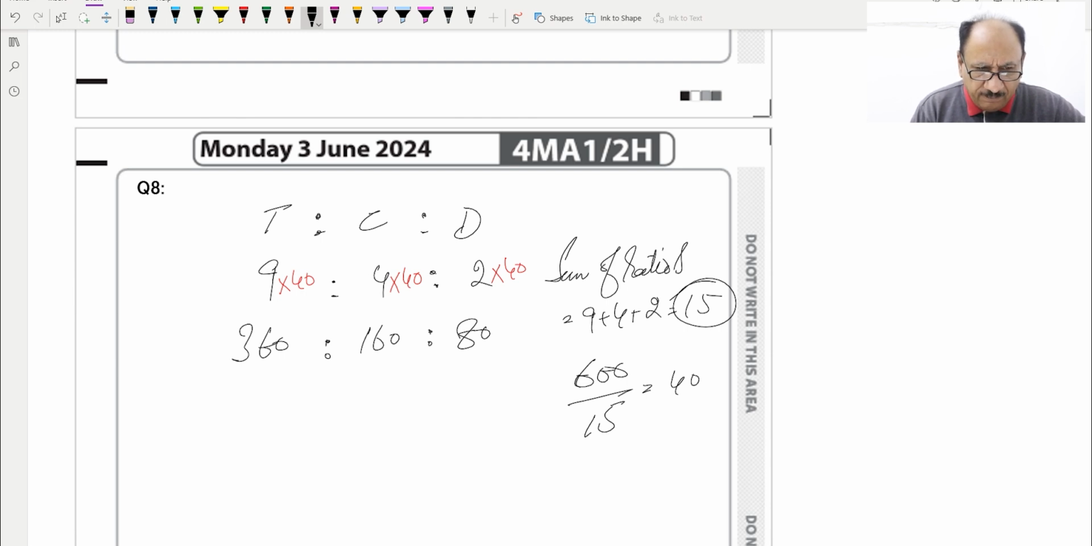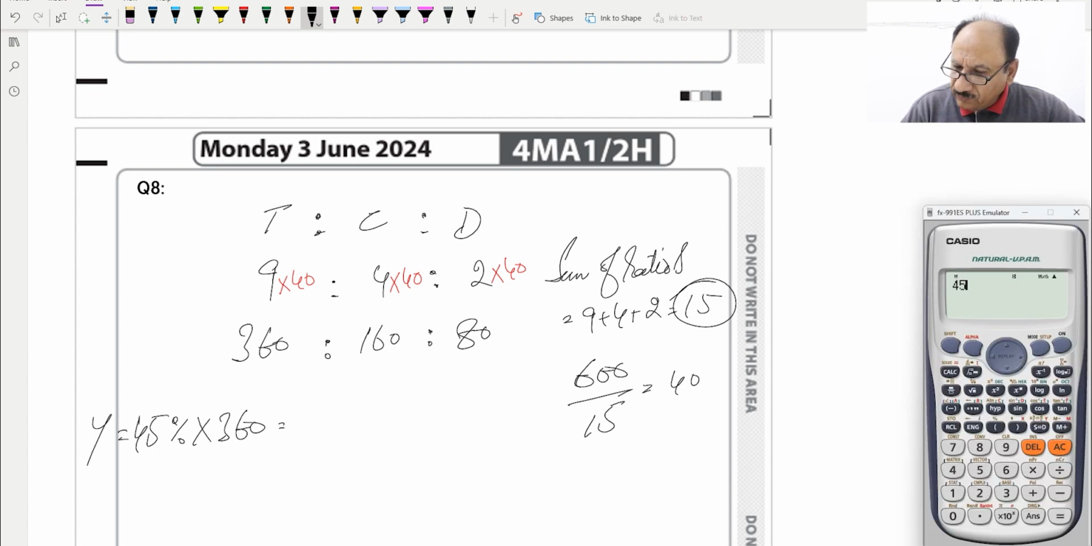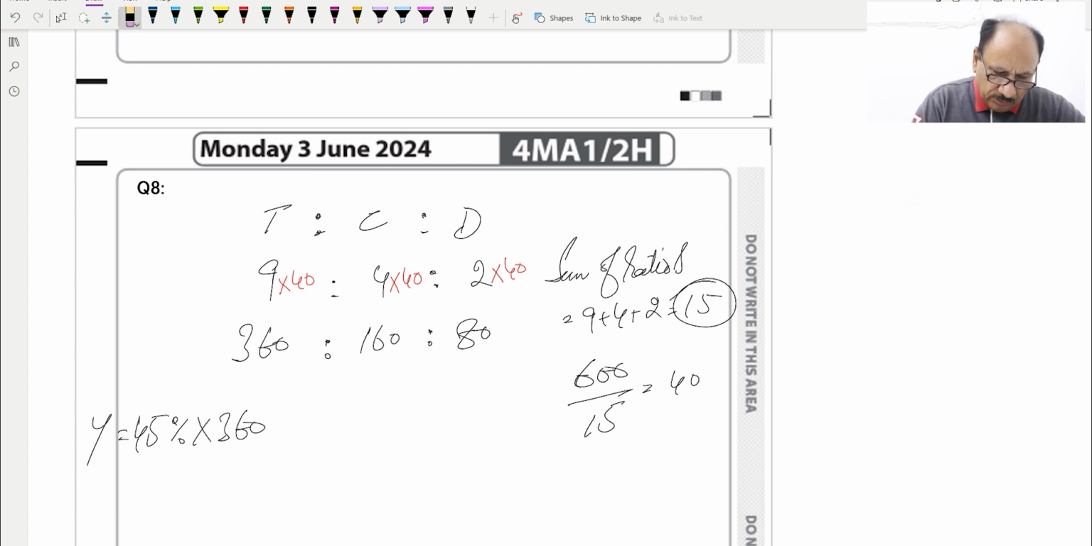So 45%, they are saying 45% of tulips is this one. So 45% of 360 are yellow, so we can write 45% of, meaning multiplication, 360. This will be yellow, so this will be equal to, we can calculate 45% of 360, which is equal to 162.